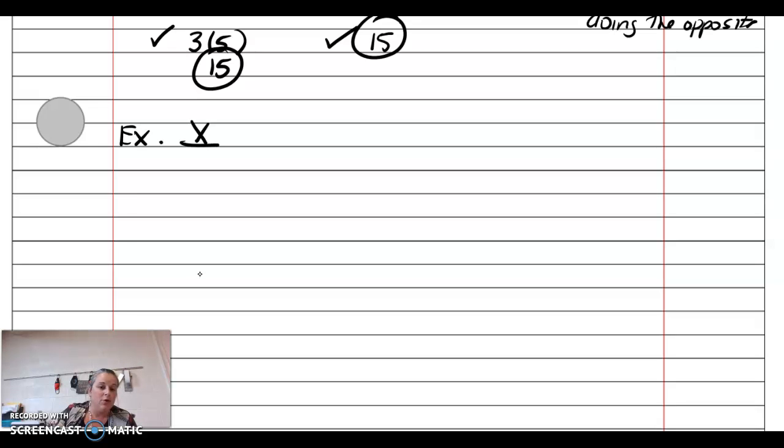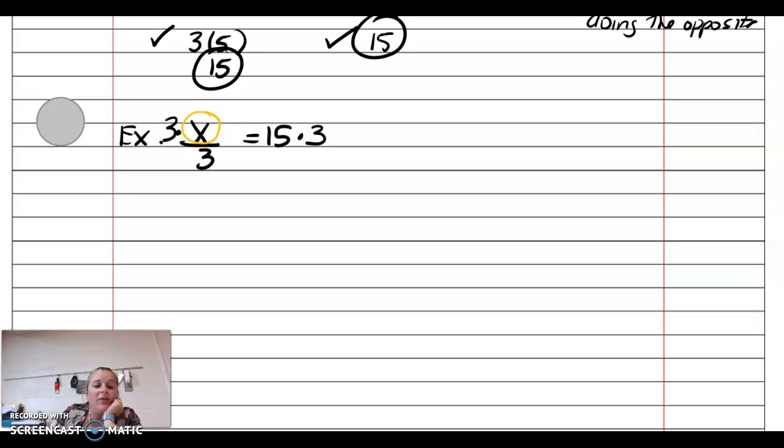X over 3 equals 15. So again, we're going to find our variable. Oops, right here, found it. Ask yourself what's happening to it. Well, it's divided by 3, so how do you get rid of dividing by 3? Well, you got to multiply. So we're going to multiply this side by 3 and multiply this side by 3.